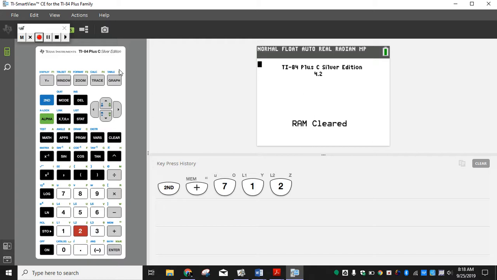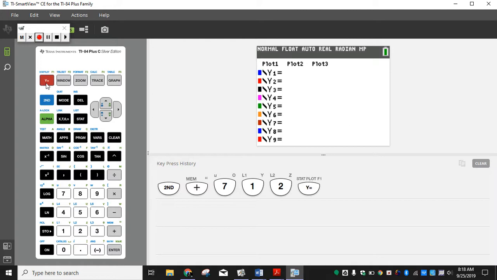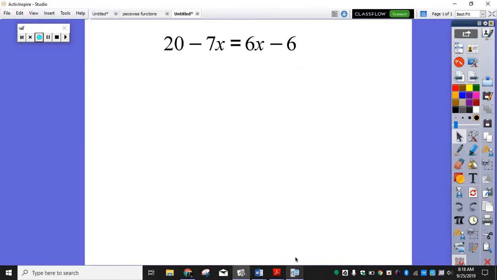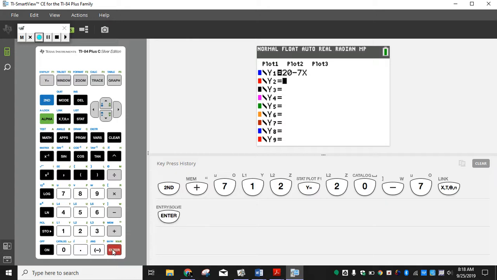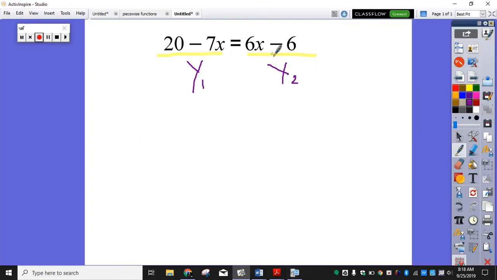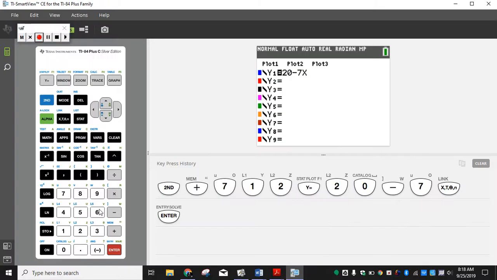Where I want to go in order to build my table is y equals. And we're going to split our equation into two halves. We're going to have the left half and the right half. The left one will be my y1, and the right will be y2. And sorry for my handwriting. Using the mouse can be tricky. So what I'll do is type in 20 minus 7x for y1. And then I will type 6x minus 6 for y2.